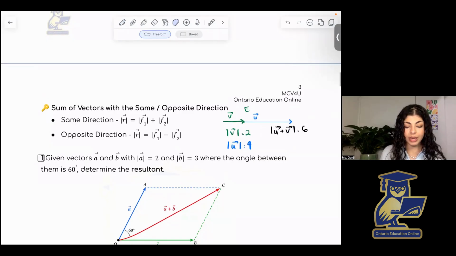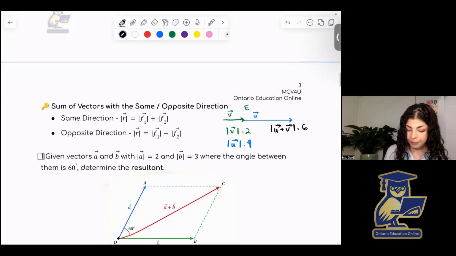Now, another case is when you have opposite direction. So think of that tug of war. If you are pulling from one side and your force is 10, and someone else is pulling in the opposite direction and they're pulling at a force of, let's say, their force has a magnitude of 6, then the resultant force there is going to be one force subtracted from the other force, the magnitudes. So mine, which is 10, we would do 10 subtract 6, so it would be 4 in my direction.